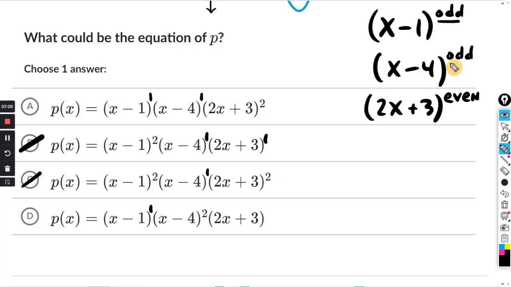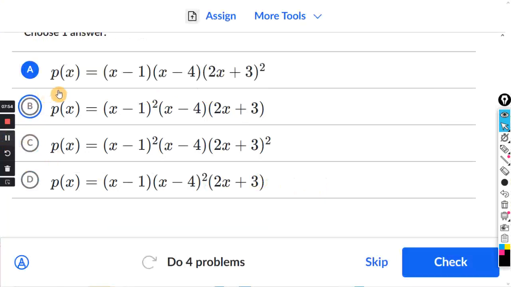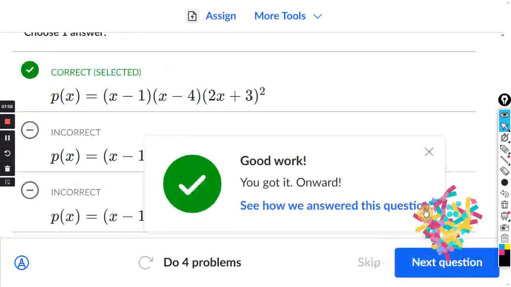x minus 4 has to be odd. All right, x minus 4, here it's odd. x minus 4 here, the exponent is even. So it's definitely answer A. Let's do a final check. 2x plus 3 has to be even. 2x plus 3, the exponent is even. So it is definitely answer A. Odd, odd, even on the exponents. All right, answer A.